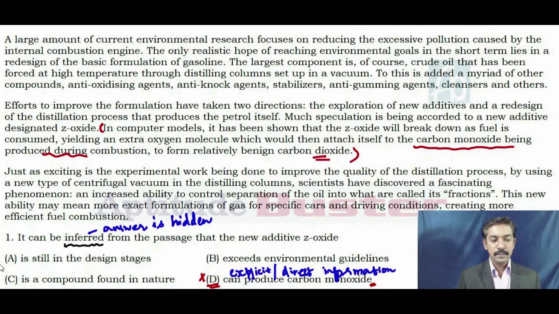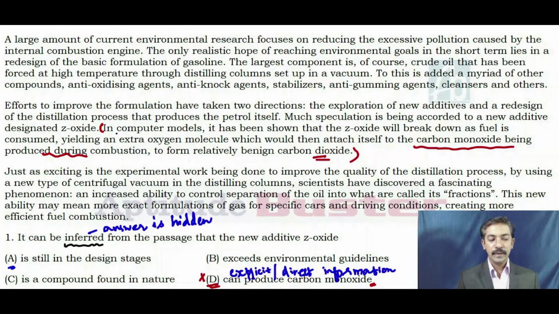Let's start the analysis. Option A says E is still in the design stages. Probably yes, because that's what it suggests. In computer models means certainly it has not yet been released in the market. It has been experimented. It is under research. So possibility of option A being the answer is brighter. Let's reserve it.